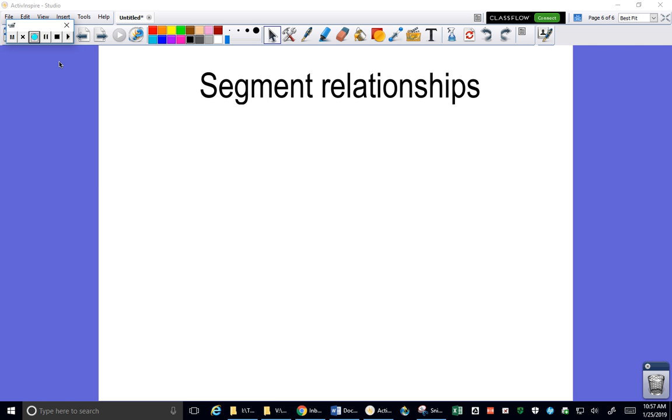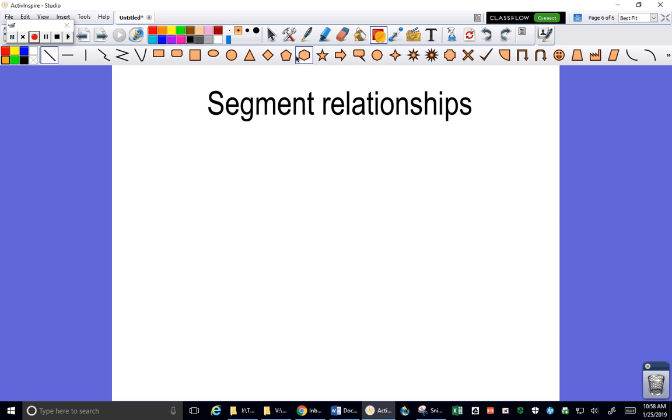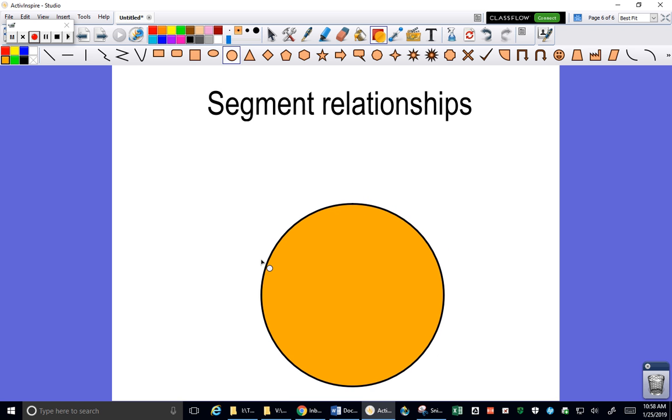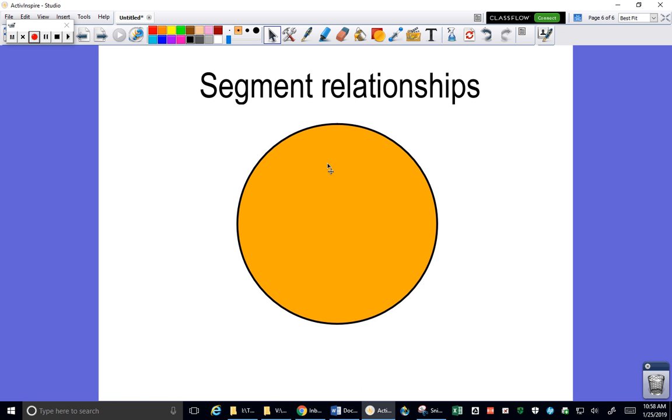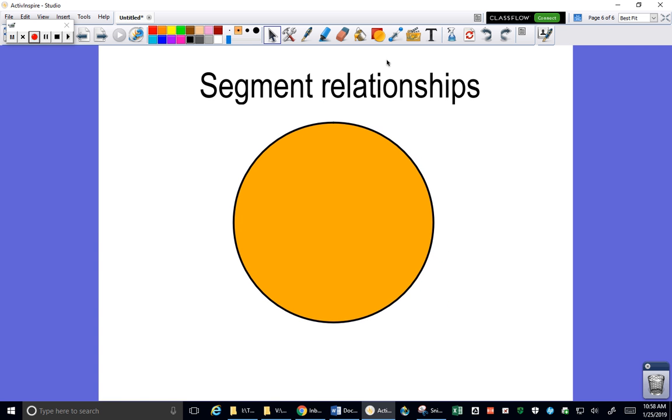Okay, so when we're talking about segment relationships within a circle, we of course need to have a circle. Let's draw one of those. Here's our circle. And there are 5 different types of lines. So we're going to start with the most basic type.